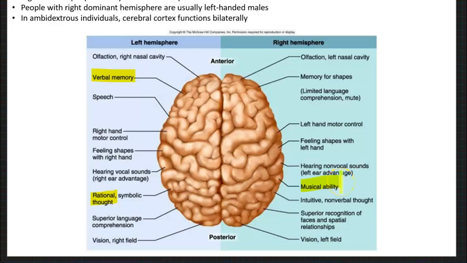More and more data show that when we assign the dominance based on being righty or lefty, it's all bullshit. So the idea that left-handed people are very artistic and right-handed people are very logical and rational, data do not support it. What data do support is the story about ambidextrous people. You know what ambidextrous people are. They can use both hands and feet equally well.